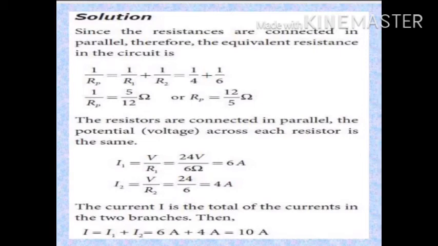I1 is equal to V by R1, that is 24 by 4 is equal to 6 ampere. I2 is equal to V by R2, that is 24 by 6 is equal to 4 ampere. So the current I is the total of the currents in the two branches. Then I is equal to I1 plus I2, 6 plus 4 is equal to 10 ampere.